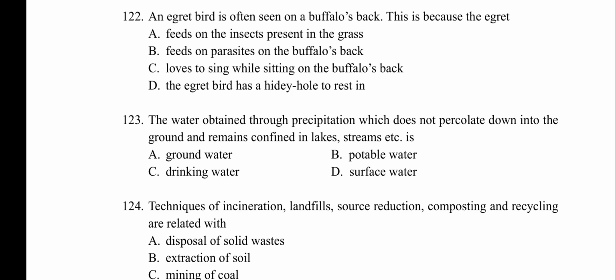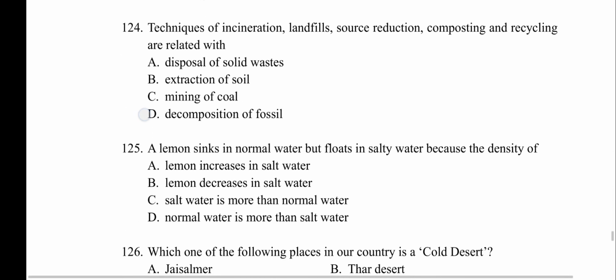The water obtained through precipitation which does not percolate down into the ground and remains confined in lakes, streams, etc. is groundwater, potable water, drinking water, or surface water. So here the best option is option number D, that is surface water, right? Next question. Techniques of incineration, landfills, source reduction, composting and recycling are related with disposal of solid waste, extraction of soil, mining of coal, decomposition of fossil. So here the best option is option number A, that is disposal of solid waste, right?